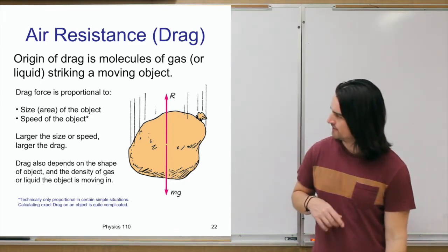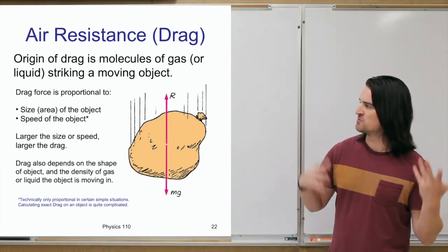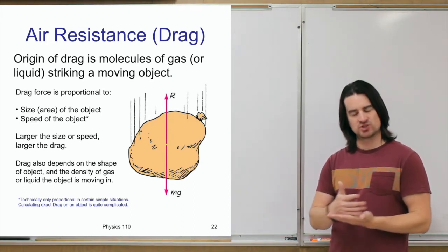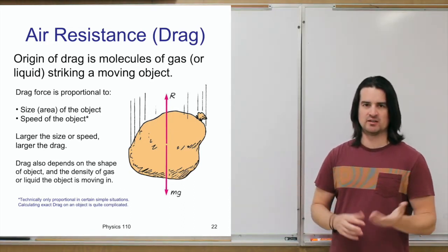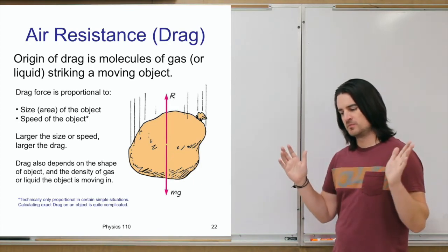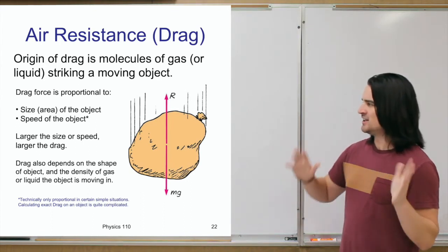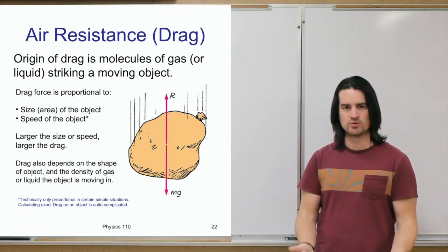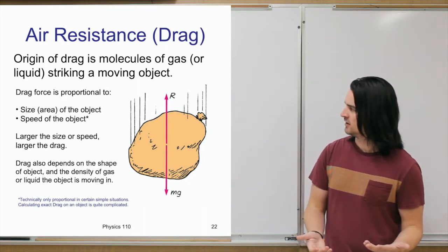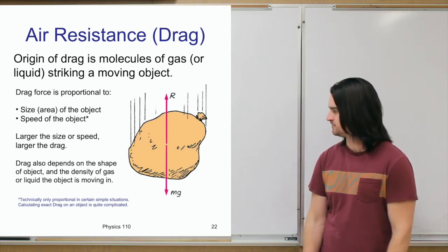Technically, drag is only proportional to the speed of an object to a certain extent, and then it's no longer just the speed. So it's rather complicated, but in a very simplified world, it increases as the surface area of the object that moves through the air increases, and it increases as the speed of the object increases.